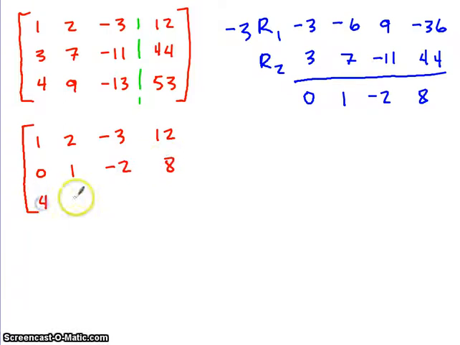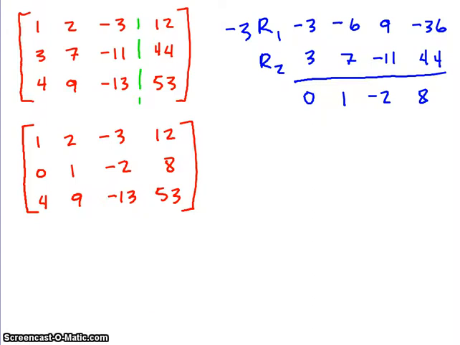we have a 4, 9, -13, and 53 in the bottom there. Now you guys, I'm not going to bother with my division line here for the official augmented matrix. I'll go ahead and just put that in the end.